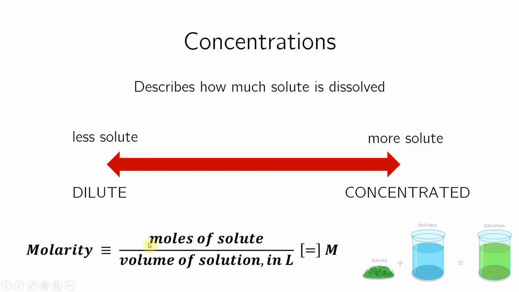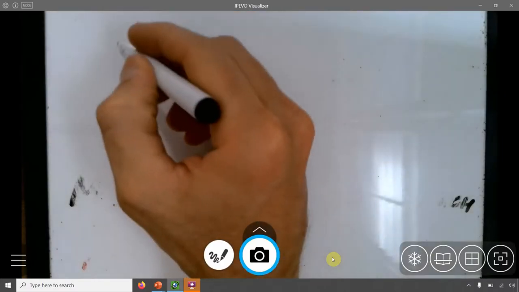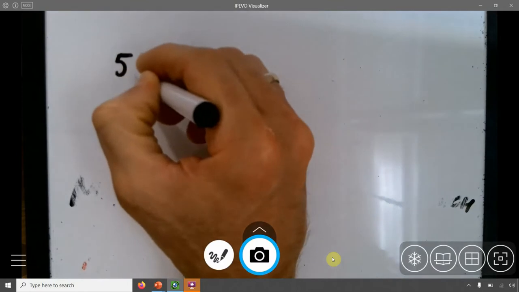Careful now here. The numerator here is the moles of solute, meaning it's the amount of solute that I have. So if I have grams, I can convert to moles easily. The denominator, though, is not the volume of solute, and it's not even the volume of solvent. It's the volume of the whole solution, and it's always in liters. And by definition, dimensionally, moles divided by liters will give me this unit of big M, which is called molarity.